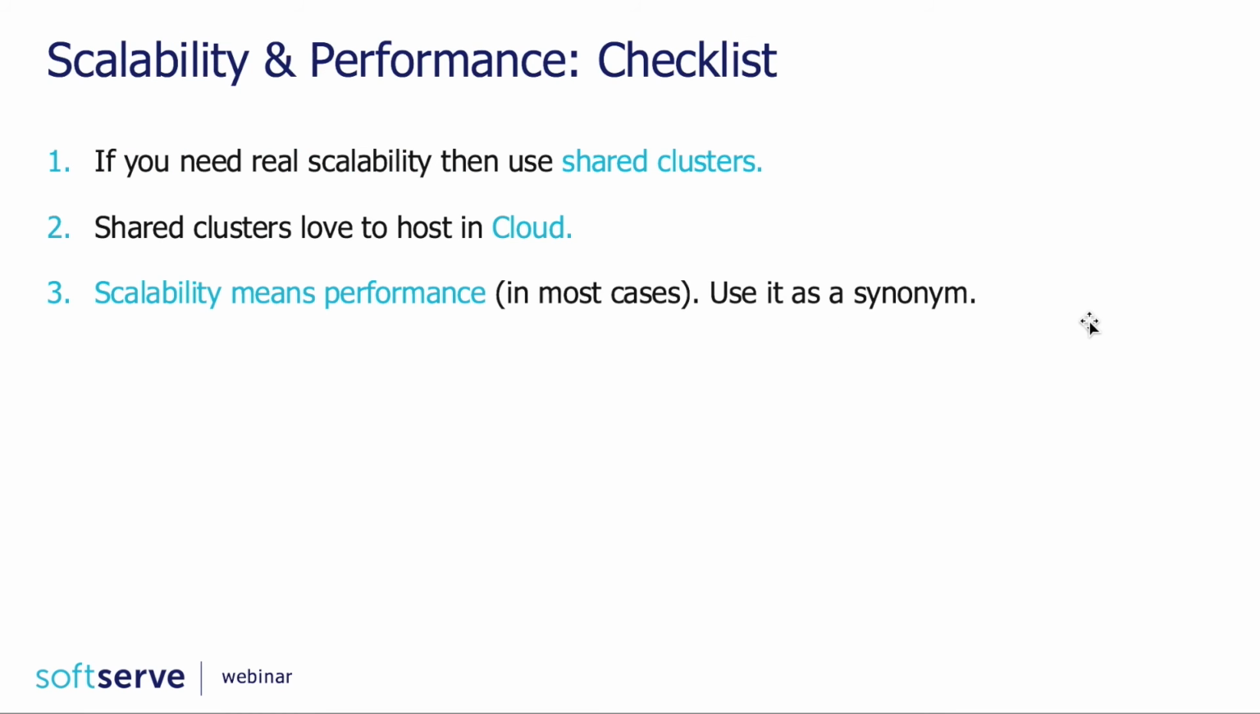So the checklist is that if you really want a scalable cluster and if you want to get the maximum out of the resources you have, then use shared clusters. Shared clusters really like to sit on a cloud platform because of the capability to give you many new virtual machines in a blink of an eye, right? And in most cases, scalability means performance, because if the system is scalable, you can increase the size of the cluster and it will give you better performance.